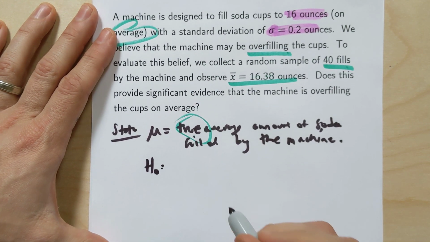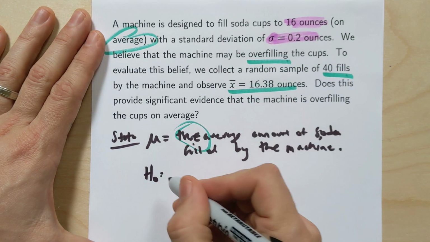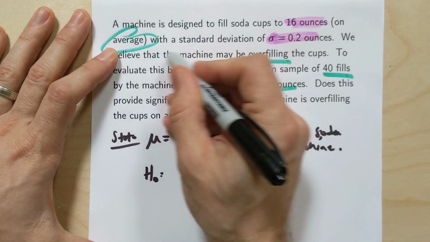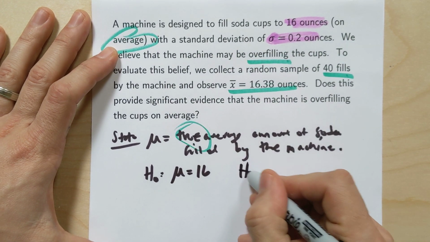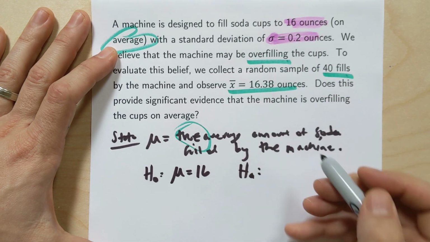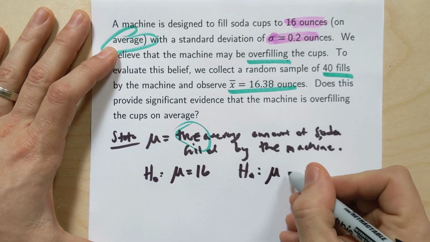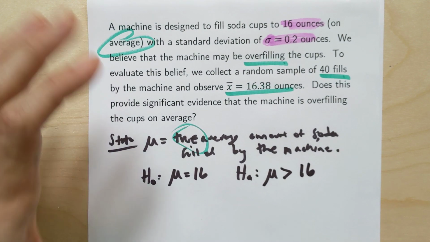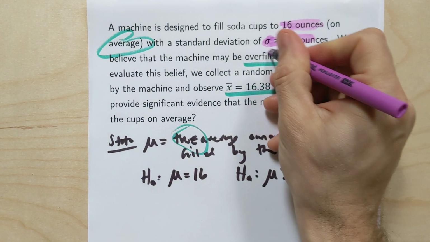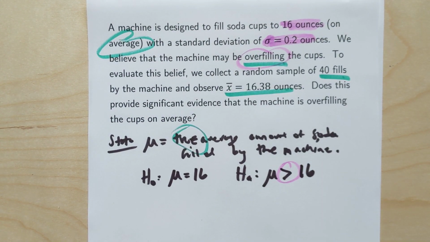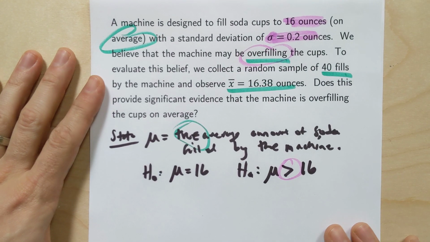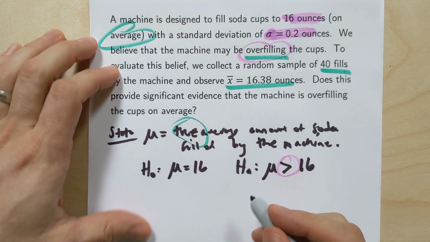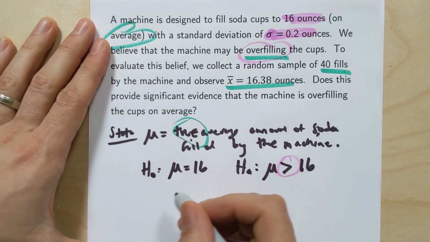The null hypothesis would be that this machine is functioning as it normally does, and what it's supposed to be doing is filling 16 on average. So we'll say mu equals 16. The alternative: well, we're worried about overfilling the cup, so we'll say that mu is overfilling. That would be greater than 16. The key here is that the word overfilling led us to do a right-tailed test with our alternative hypothesis.